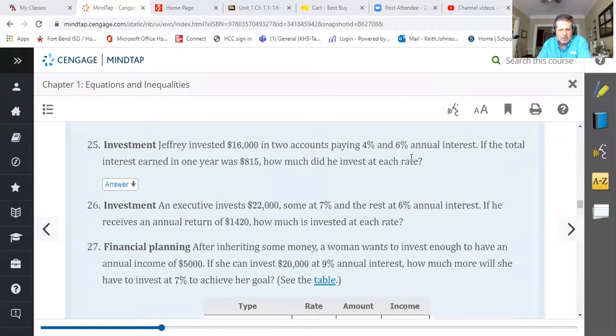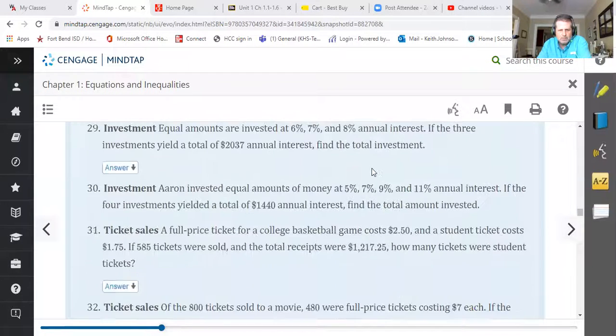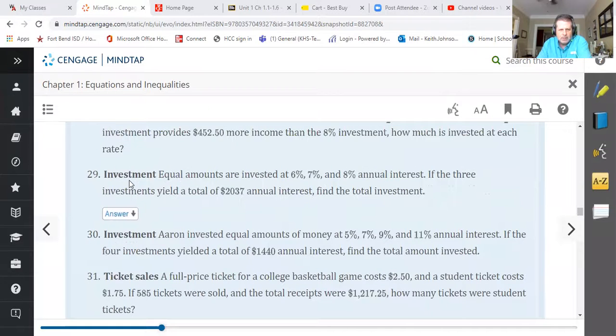Okay, and then the other one I wanted to touch base with you on is number 29. It's a kind of cool little problem. It's a little bit different than the investment problems, but I'm going to go through it. It says equal amounts are invested in 6%, 7%, 8% interest, and the total investment got them $2,037. Okay, so I'm going to do this on my other paper so you can see it.